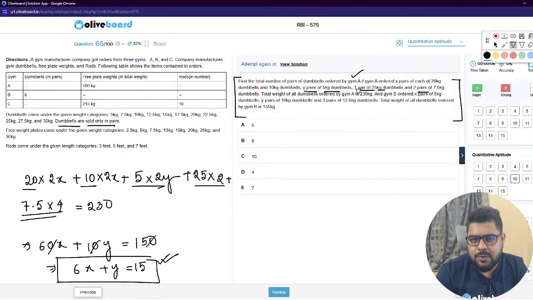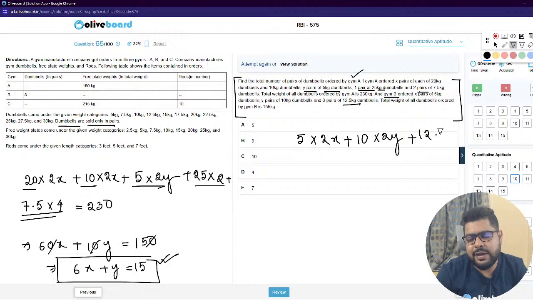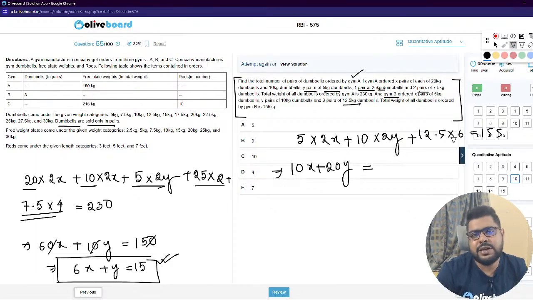Right? Now, Gym B ordered X pairs of 5 kg dumbbells. Sir, 5 into 2x. 10 kg dumbbells, Y pairs, 2y. 3 pairs of 12.5 kg, that means into 6. That is all, sir. So, that is equal to 155. Calculate. 10x plus 20y is equal to 25 into 3. 25 threes are 75. 75 means this is 80. So X plus 2y is equal to 8.